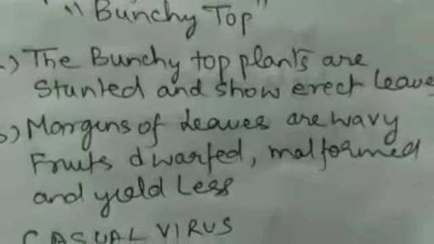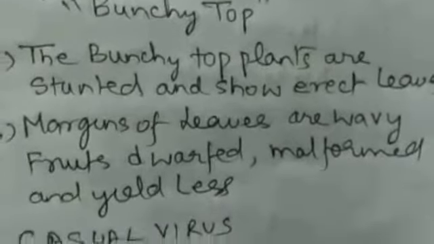Morning everybody. Now I continue again with the second disease, that is the bunchy top disease of banana. The bunchy disease of banana is like this. We have a plant, and in the plant the leaves bunch, that is the name from the bunching, and they are erect. In bunchy disease, the leaves are bunched together at the apex to form a rosette called bunchy top. And the bunchy top plants are stunted, as they show erect leaves.